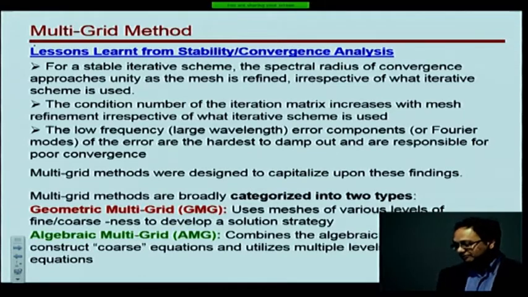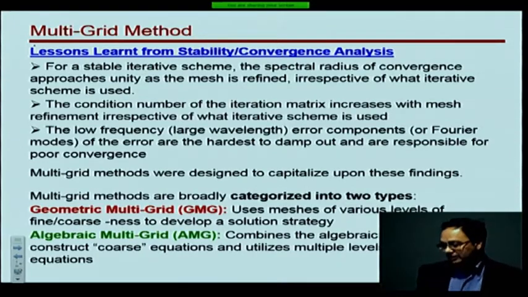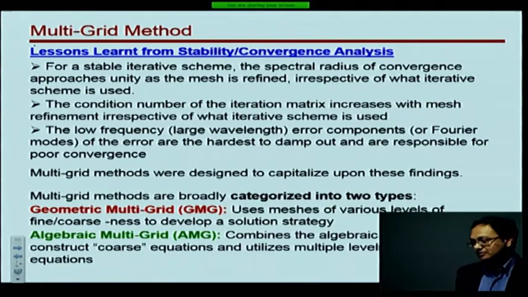Now there are two types of multigrid methods. The more primitive one that was first developed is the geometric multigrid, and then of late, especially with the advent of unstructured mesh, people have gone more and more towards algebraic multigrid. Most commercial CFD codes, for example, now have the algebraic multigrid method as almost the default method for solving linear systems. Whatever multigrid method we are talking about here is for the linear system.